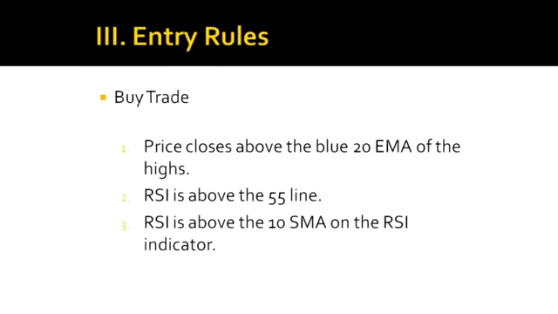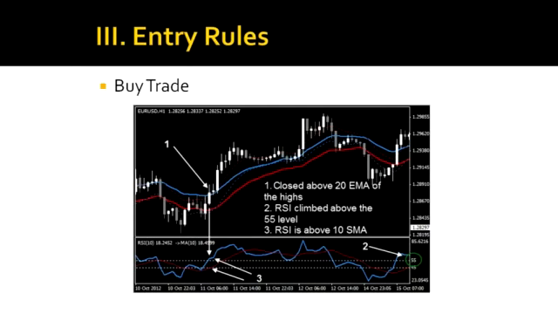So a buy trade. This is how we're going to get into a buy trade. Price closes above the blue 20 EMA of the highs. RSI is above the 55 line, which will be the top dotted line on the RSI indicator, and also above the 10 SMA on the RSI.